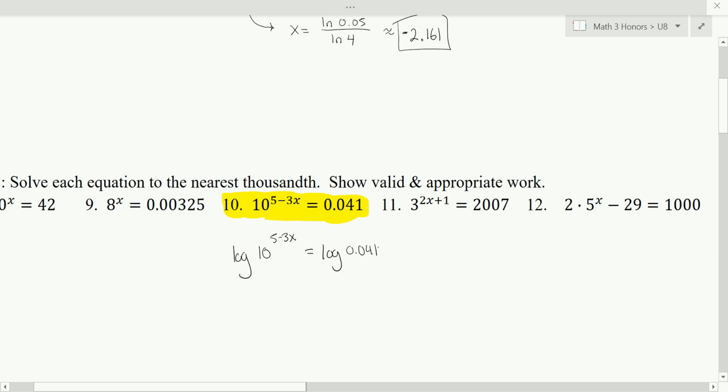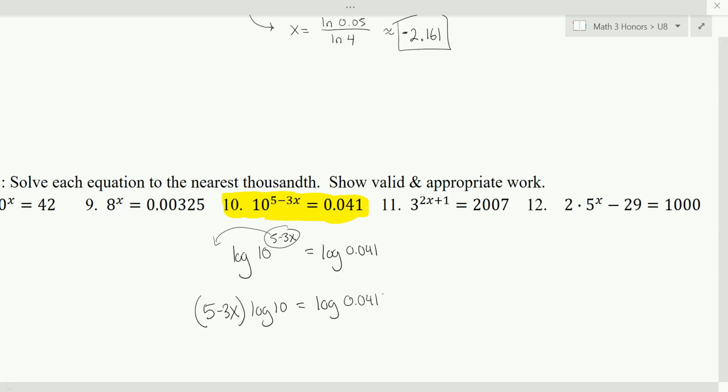What do you think the next step should be? I want to solve for x. You could. I'm going to use the power property. So I'm going to move that power in front. Okay. So I get 5 minus 3x, but keep that in parentheses because there's two terms there, times the log of 10 equals the log of 0.041. What did you mean drop the log of 10? Yeah. So if you notice log 10 should be 1, you can get rid of that. If you didn't notice that, it's okay. You could divide by it. You're just dividing by 1. And you're not going to mess anything up that way.